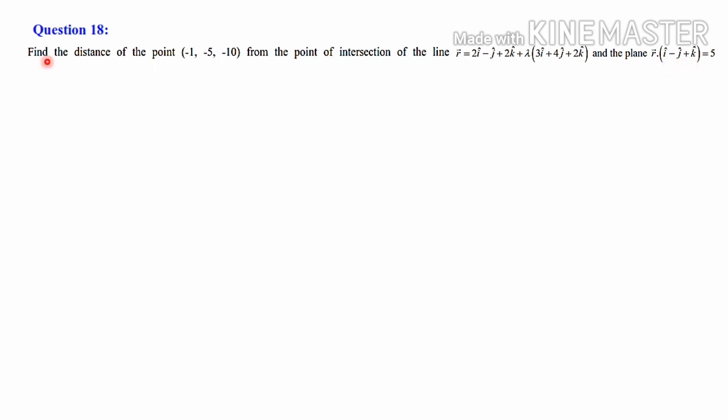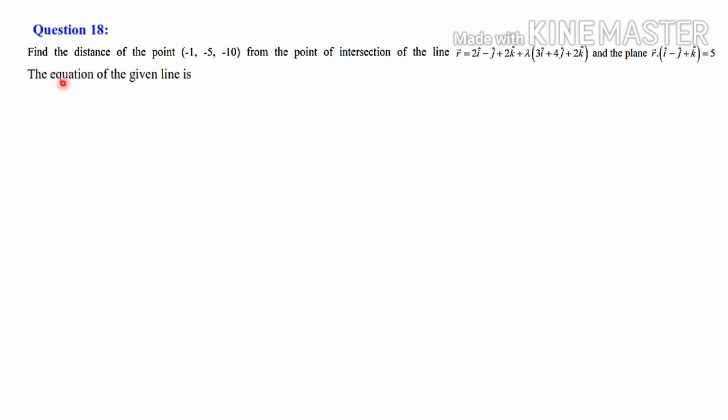You have to find out the distance of the point. Distance means there should be 2 points. One point is this one, (-1, -5, -10). Then another point is the point of intersection of this line and the plane. So first of all, by using these two equations, we have to find out the second point in order to find out the distance.